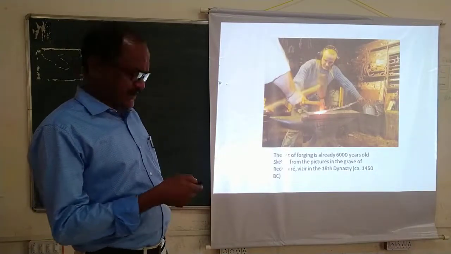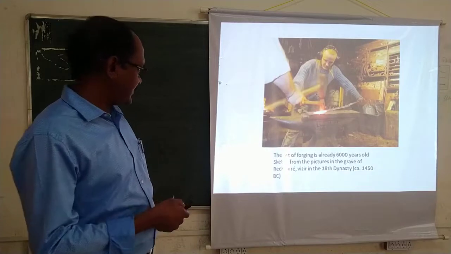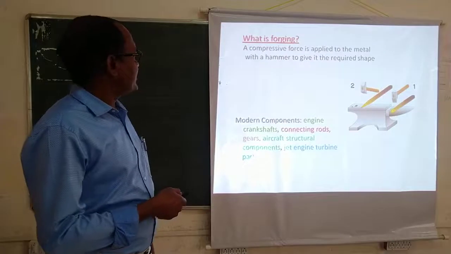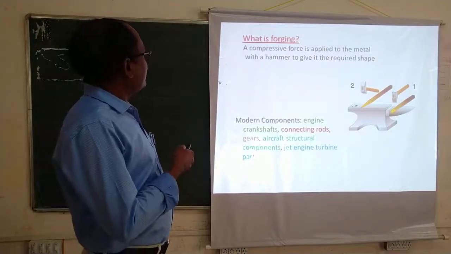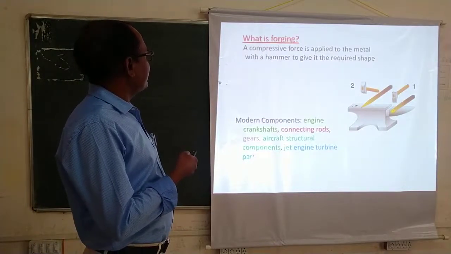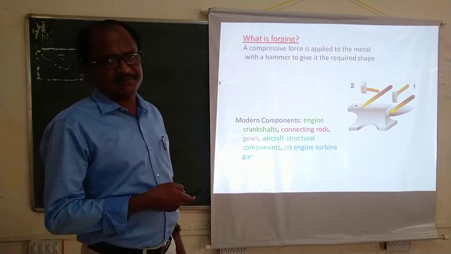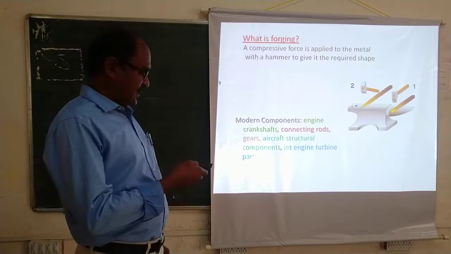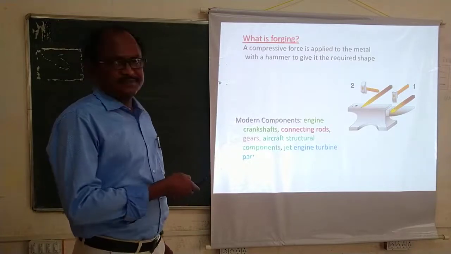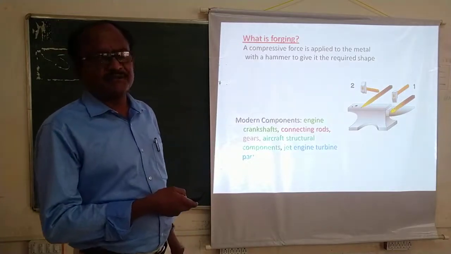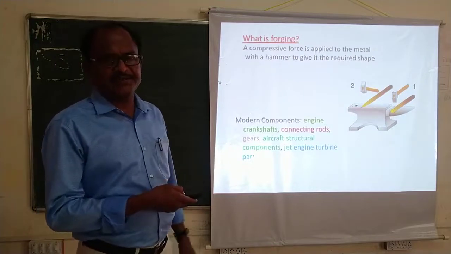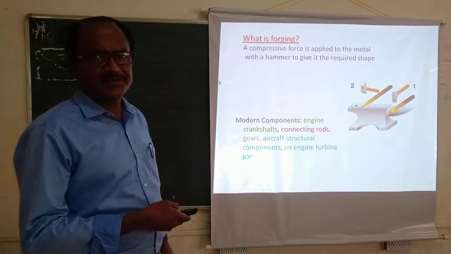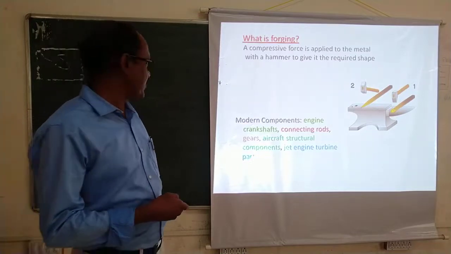This picture is taken from some 18th dynasty. So what is forging? Forging is a process in which compressive force is applied to the metal with a hammer to give the workpiece the required shape. This is the anvil. Basically, the anvil is used in forging operation. Various hammers, chisels, and many other tools are used in forging operation.